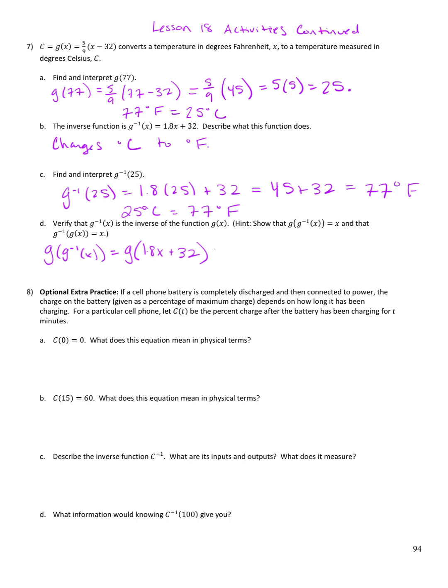So I'm going to have 5/9 times, instead of x, I have 1.8x plus 32. And then the minus 32. So I replaced this x with 1.8x plus 32. And then when you simplify this, the plus 32 and the minus 32 cancel. 5/9 times 1.8 is 1. So this is x, as we hoped.